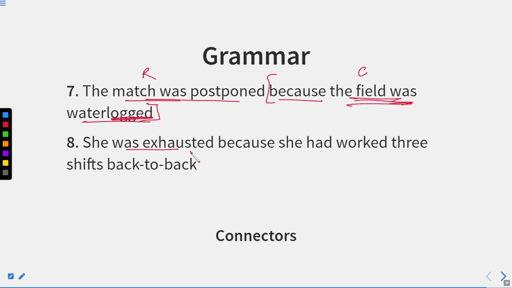She was exhausted because she had worked 3 shifts back to back. Now, this is very difficult. Now, because is showing the cause, and this is the cause. What is the cause? To make something happen. And now, what happened? That she got exhausted. So, this is the result. This is the effect. Whereas, this is the cause or the reason. Now, this is reason, and this is result or the effect. So, this R means result or effect.